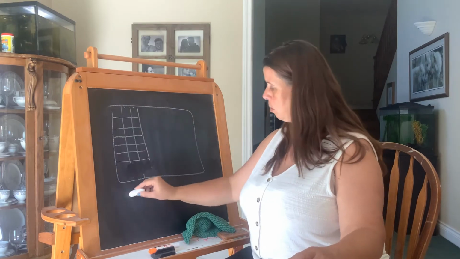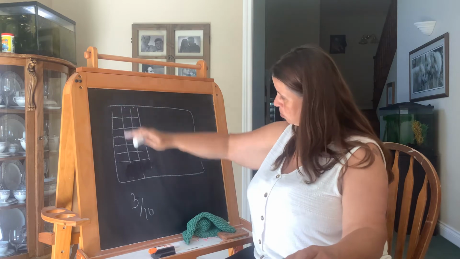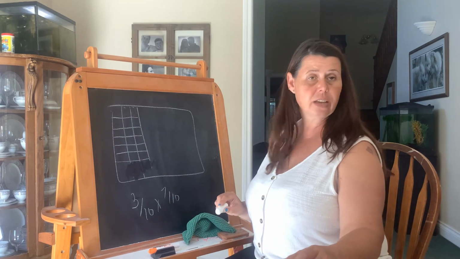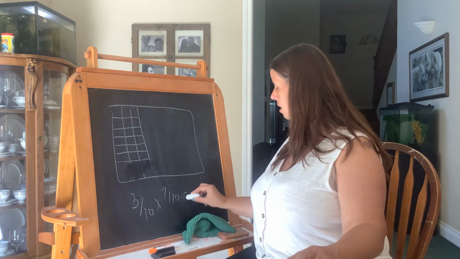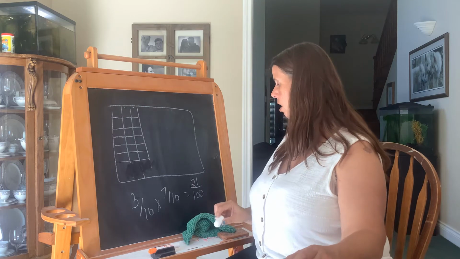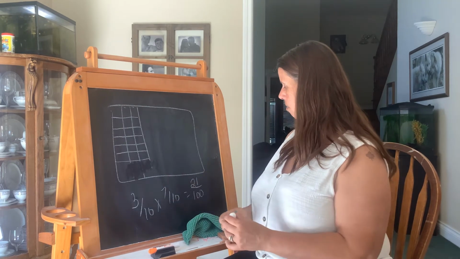Well, this way it would be 3/10, right? Because it's 3/10 this way. And this way it would be 7/10. So 3/10 times 7/10. And what is it? 3 times 7 is 21. So 21 1/100ths. Remember, when you're multiplying, you just multiply right across the top and across the bottom.